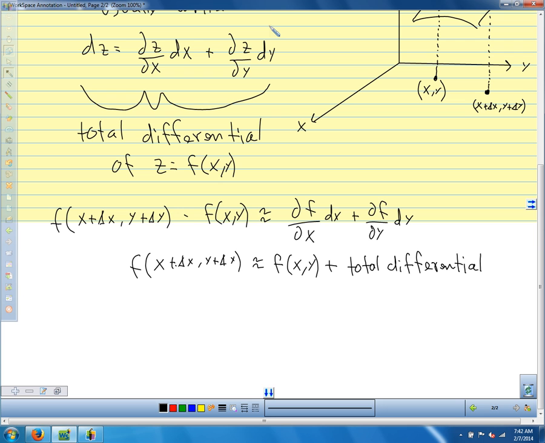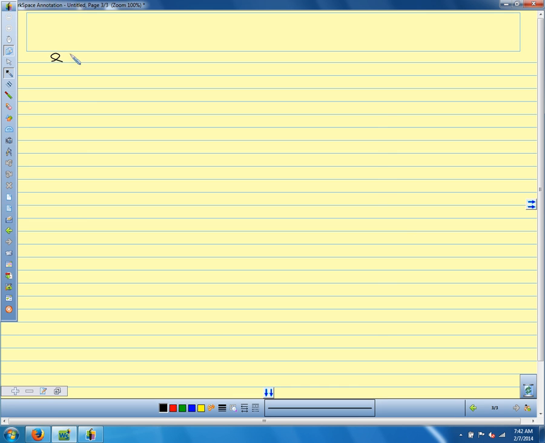All right. So for this example, we want to find our function and then use the total differential to approximate the quantity.